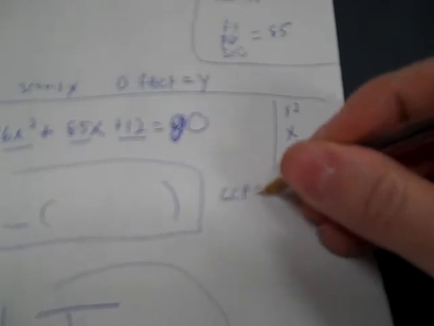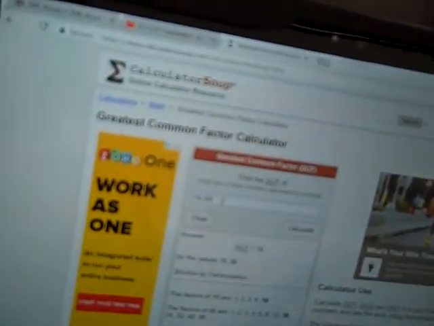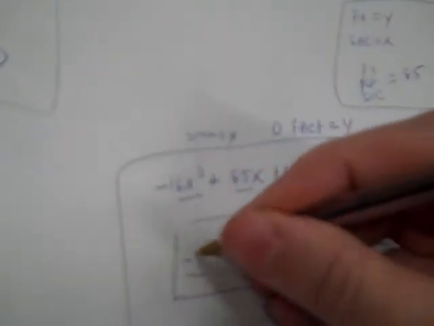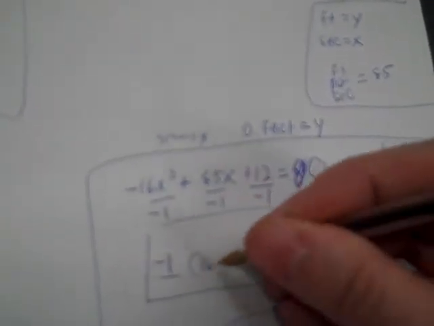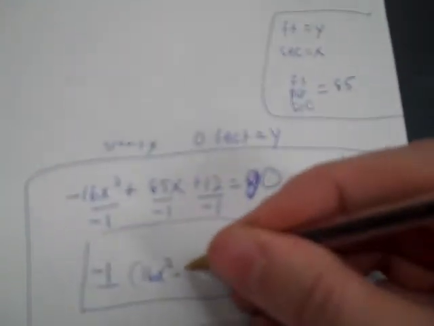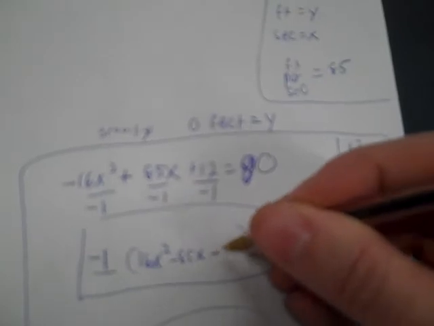GCF, you got a negative in front. Yes, you do. Do you have x on everything? No, you don't. I go 16, 85, and 12. Okay, 1. But it's negative 1, so you got to do it. Then the signs all switch. So positive 16x to the second minus 85x minus 12.